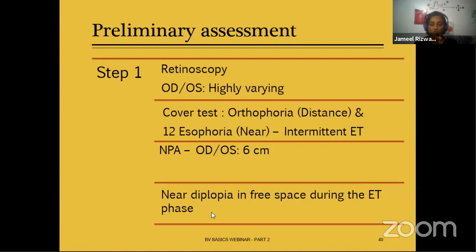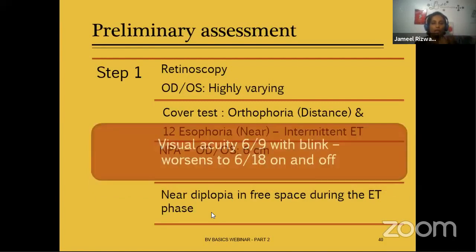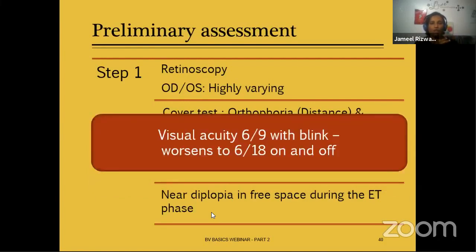And then the child said that whenever my eyes become crossed, of course, I see everything double. And visual acuity, whenever he blinks, the eyes are straight, reading 6/9. The moment he tries to focus, vision goes off to 6/80.